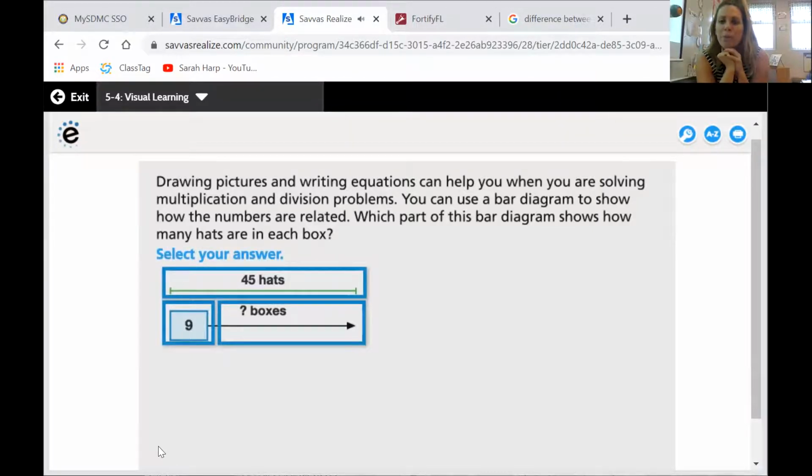Select your answer. So remember, the bar diagram is one strategy. You might love that strategy or you might hate it. I don't care. Either way, whatever strategy works for you is fine with me as long as you know how to multiply and divide, okay? So the question was, which part of the bar diagram shows how many hats are in each box? Well, we know the top one shows how many they started with, right? The top one's going to be that big number. So again, when we're starting with a big number, are we multiplying or are we dividing? What do you think? I hope you're telling me dividing. So which shows how many hats are in each box? Well, it's not the top because that's how many we started with. It's the what? It's the bottom.